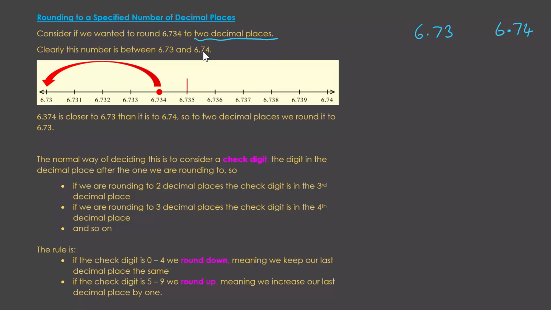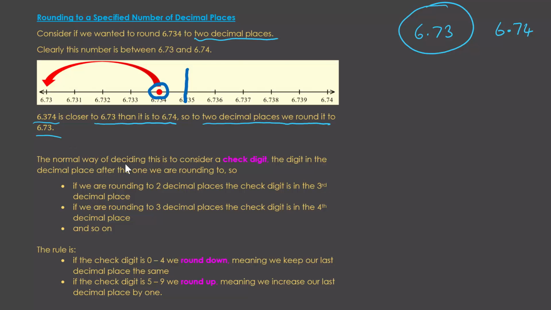So look at the number line that we have here. 6.734 we can see is located just here. Halfway is here at 6.735. So from our diagram, we can see that 6.734 is closer to 6.73 than it is to 6.74. So to 2 decimal places, we round it to 6.73.